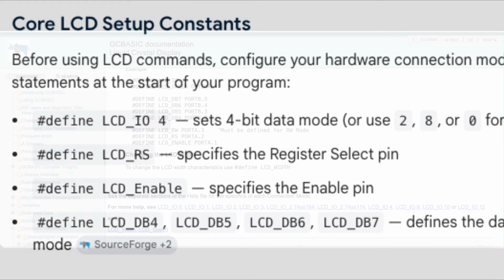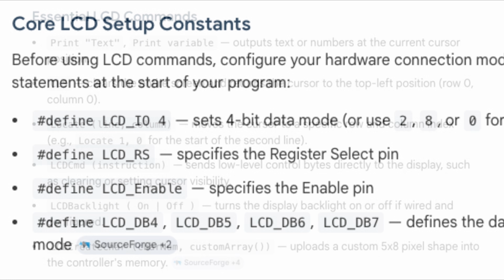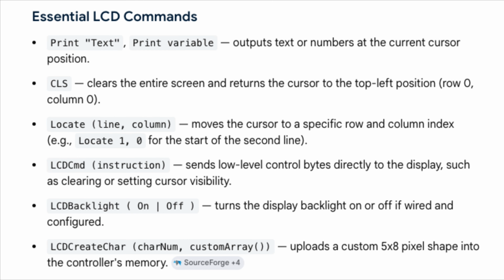Nothing. At the top of the program, you define how you're connected to the LCD, and also any of the pins on the Arduino, how they're connected to the LCD pins. A lot of this is already in example programs. And inside GCBASIC, there are many already pre-built commands for clearing the screen or locating a character to a certain spot, or even controlling the backlighting or creating custom characters of your own.